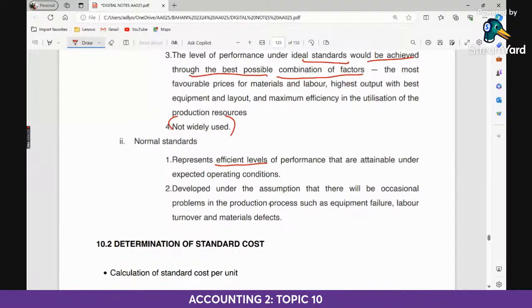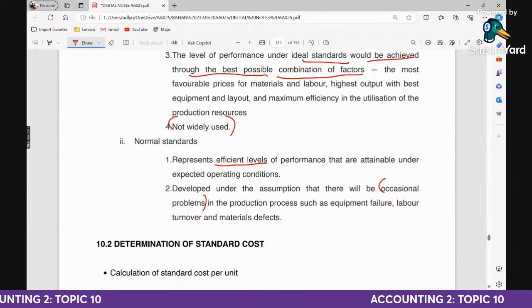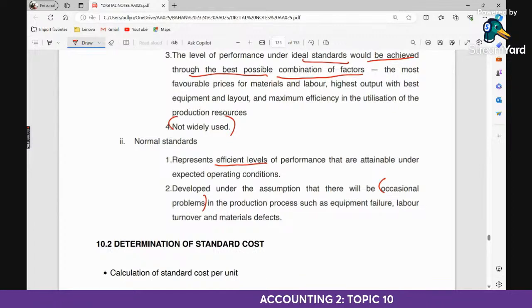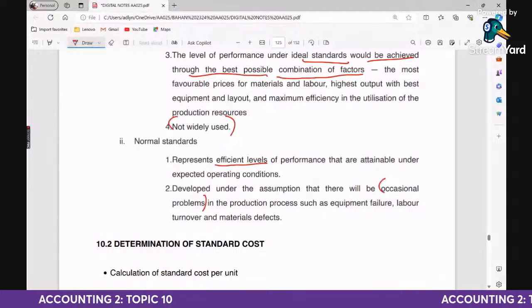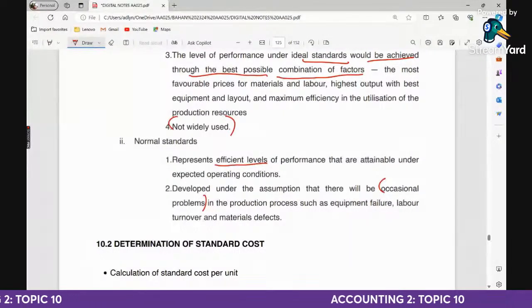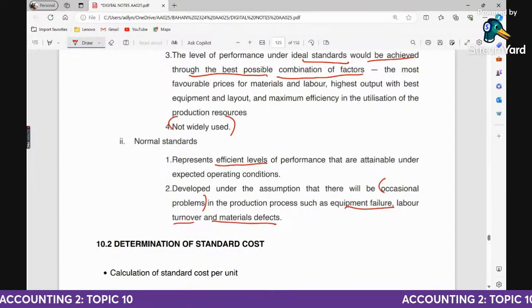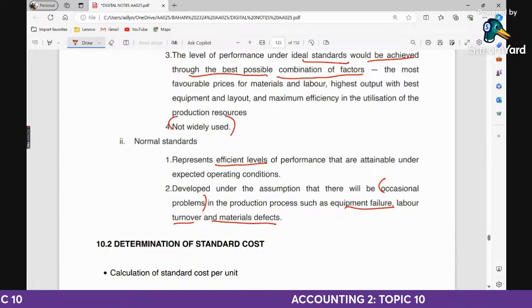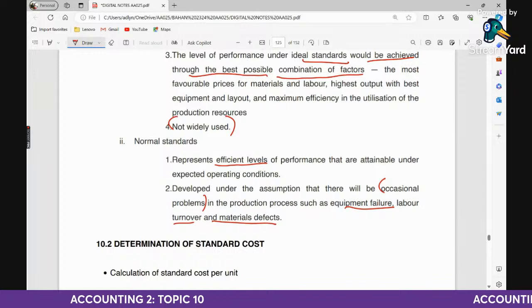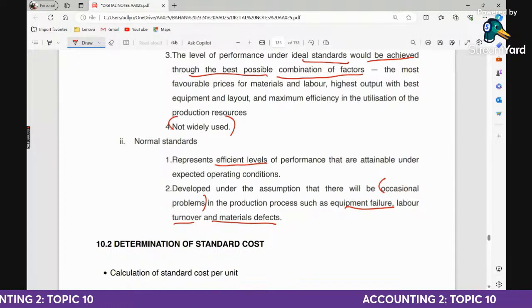Okay, so develop under the assumption that there will be occasional problems. Okay, yang ni normal. So when you do the production, normally you will encounter certain problems during the productions. Okay, maknanya dia lebih realistic lah. So such as macam dia bagi dekat sini, equipment failures, okay, labor turnover and also material defects. So these are the things that you will encounter during the productions. So kita akan tengok perbezaan, okay, di antara standard costing dengan actual costing. Dalam normal standard tu dia lebih realistic lah.